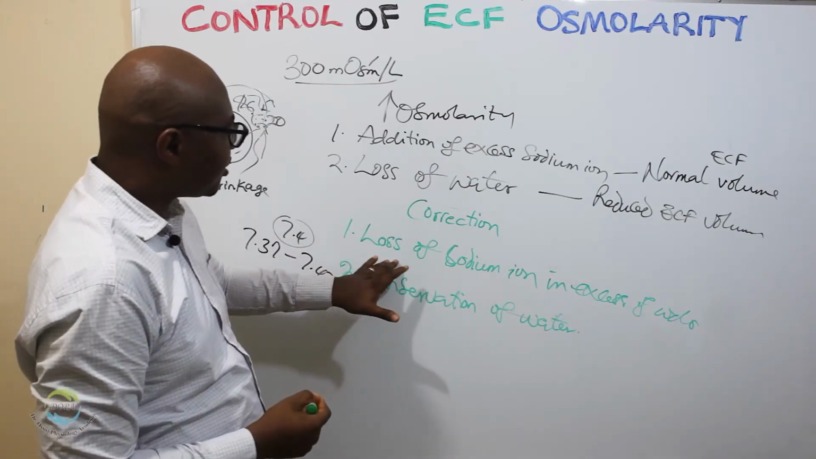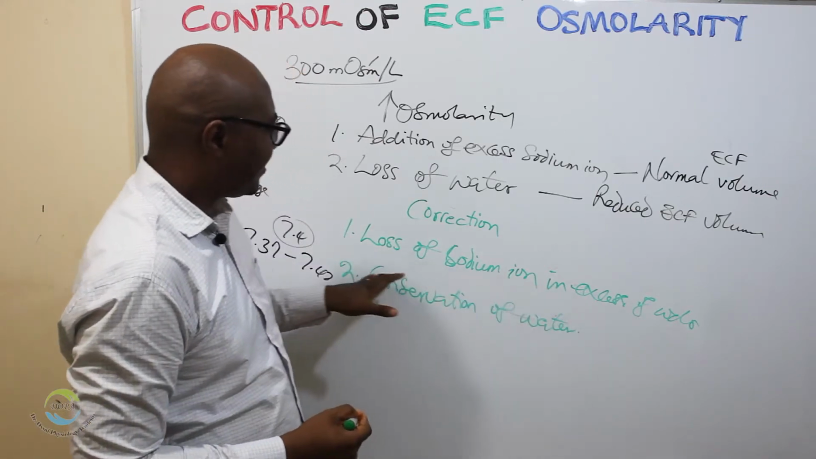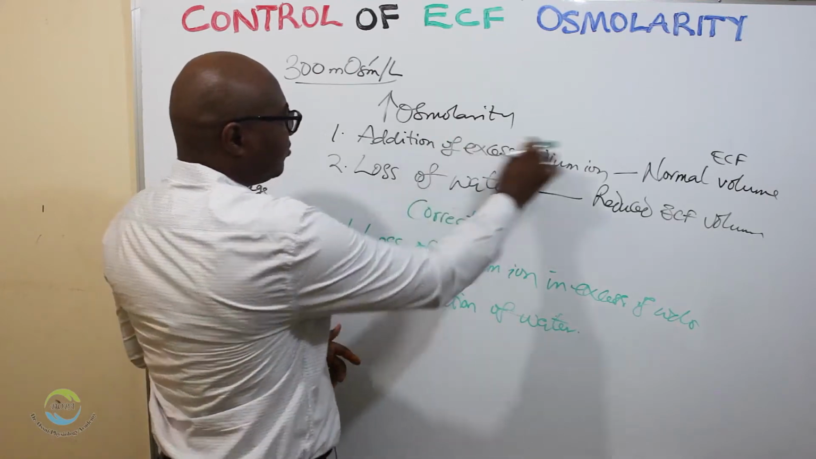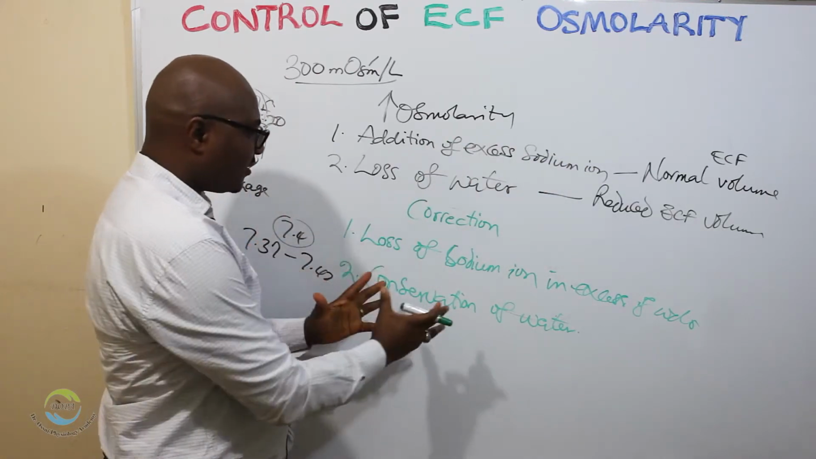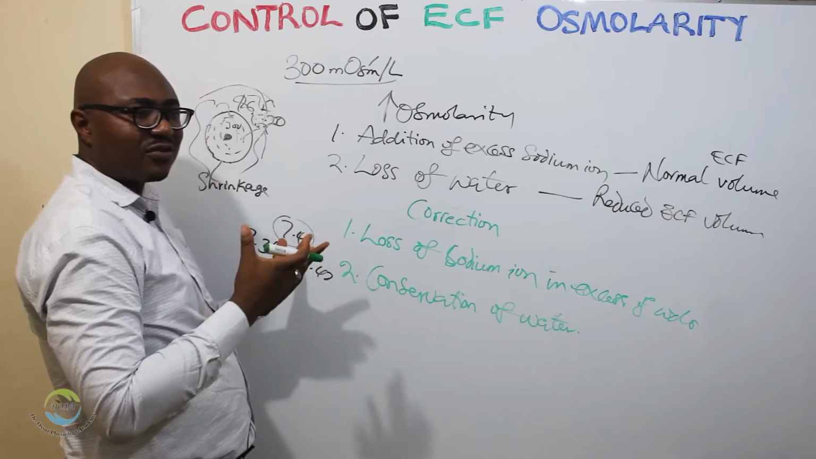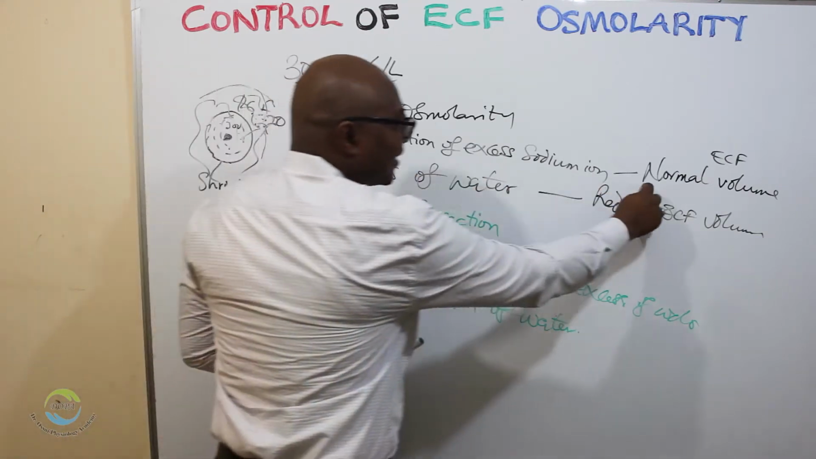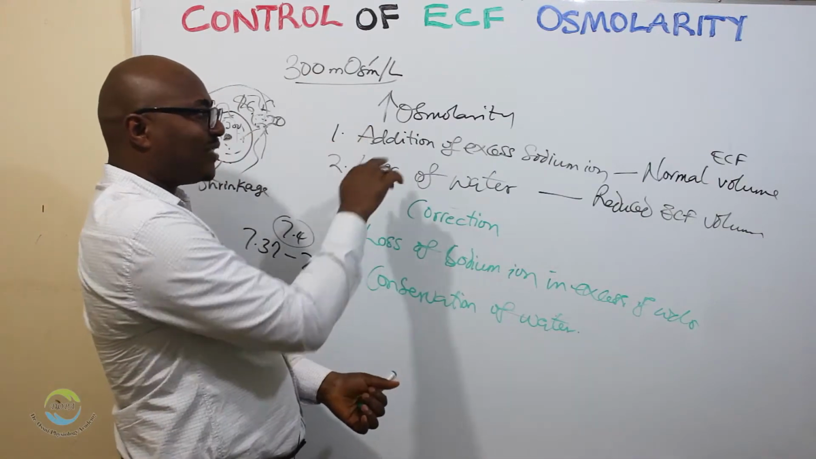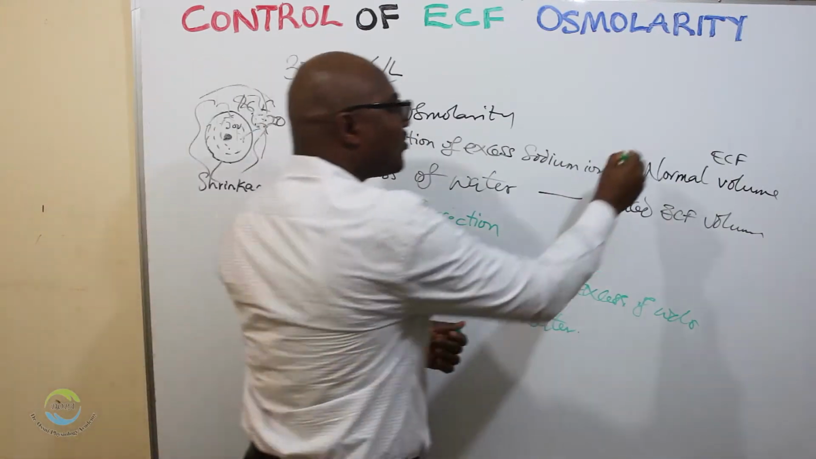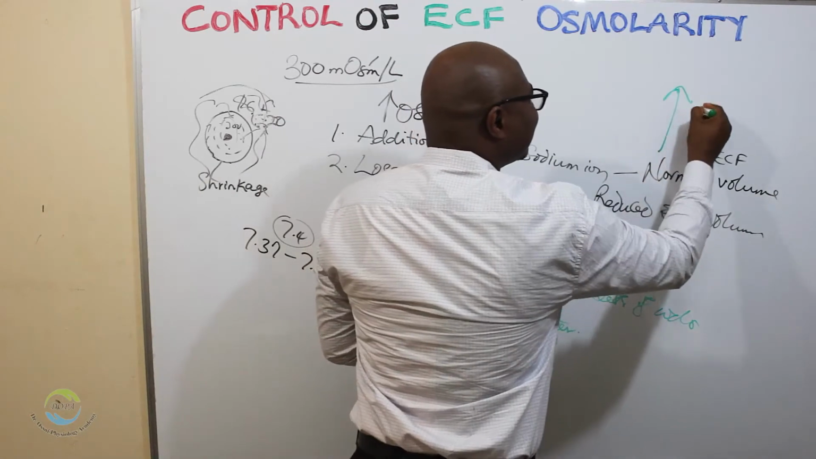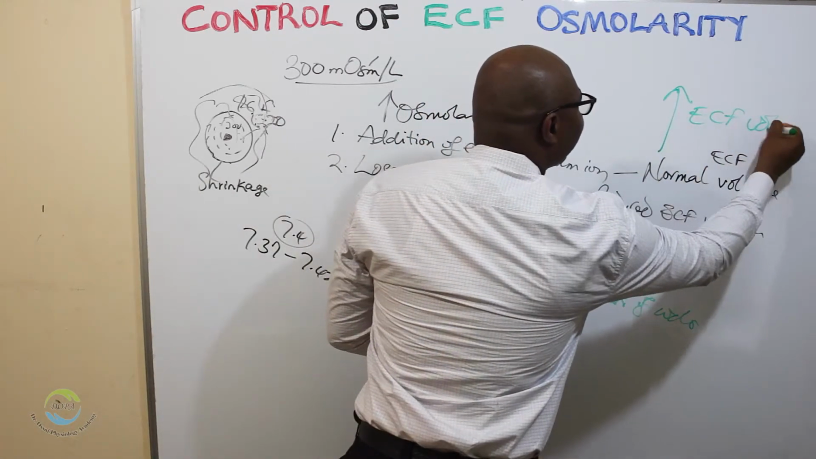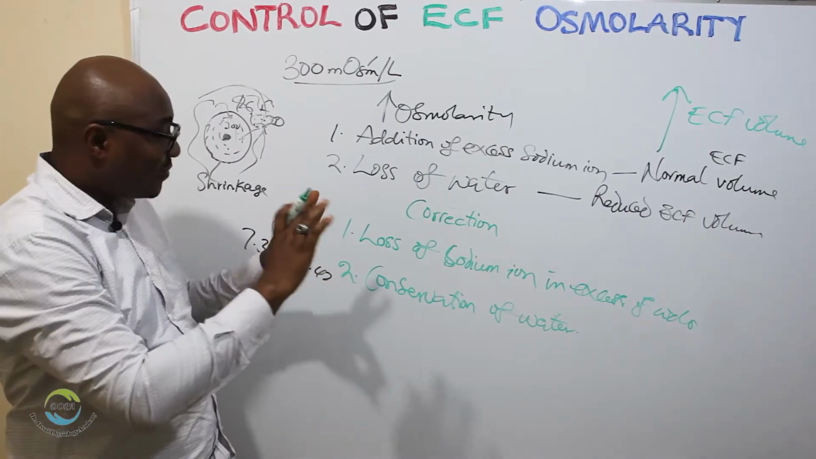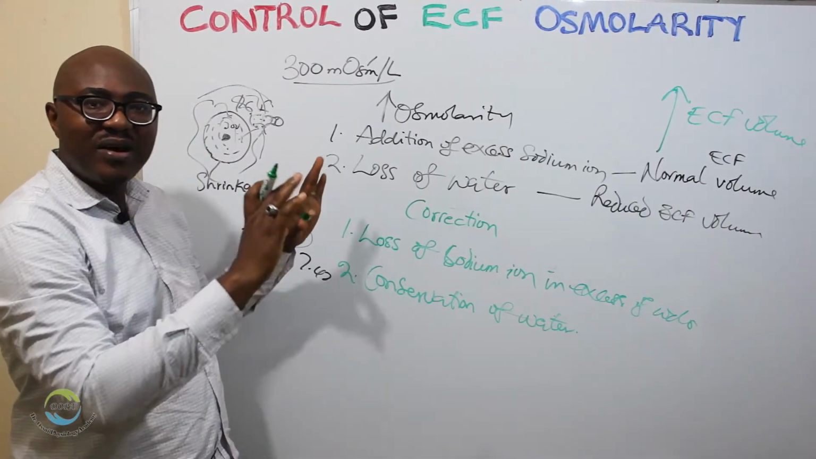And part of the correction is this. Now, let's say there's conservation of water, increased osmolarity, conservation of water. So when water is conserved, what do you think will happen? Remember that there's normal volume, but now you're not conserving water to add more water to dilute it. That means you will now increase the ECF volume, which in itself is a problem because the body also wants to maintain normal ECF volume.